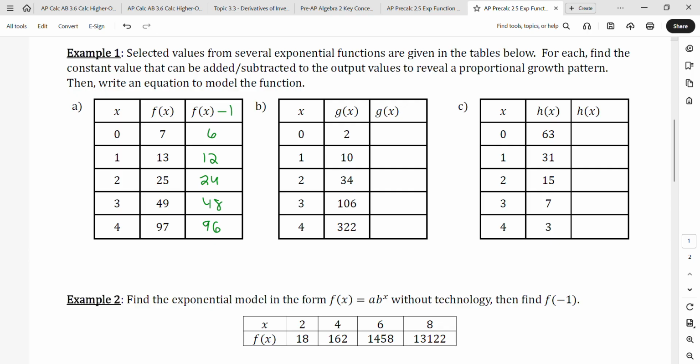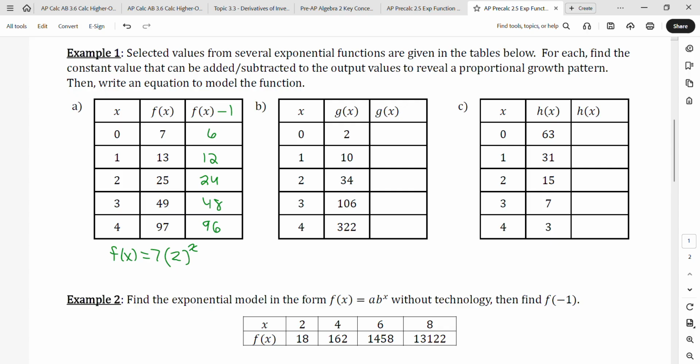Okay. Now, let's write the function. So, this is f of x. As I look at my table, what is my beginning value? 6. Oh, no, sorry, for f. Oh, 7. It is 7. What is that constant of proportionality? Negative 1. We'll get to that in a second. Over here, what's happening with these numbers? Times 2. Now, this is where that negative 1 comes into play.